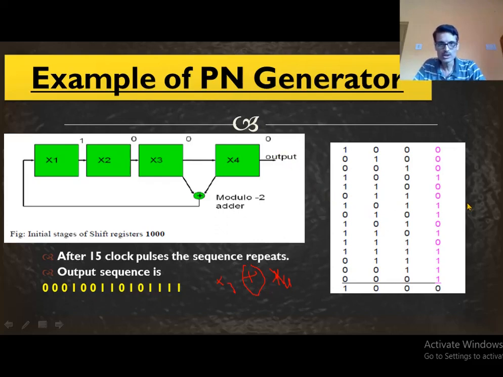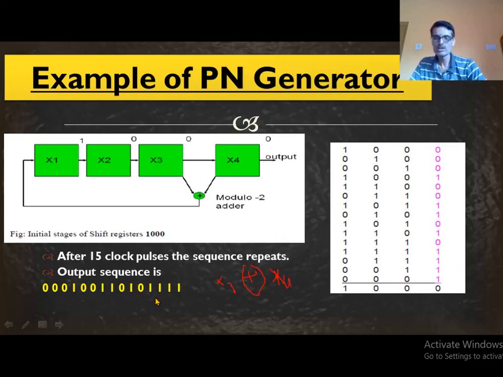Output, just check the output. The output is nothing but the output of the last flip-flop. The last flip-flop output is this. Only the pink colored numbers we have to consider. So when I write those pink colored numbers, say 000, 100, 11, 01, 0 and 4 ones, I have written over here. That is the output sequence.